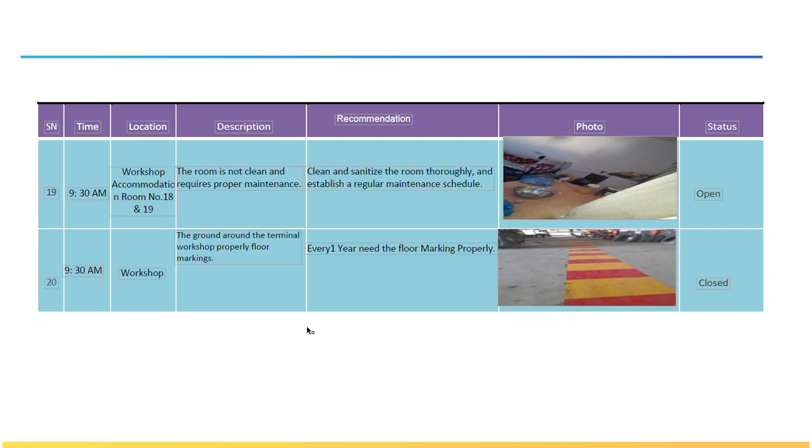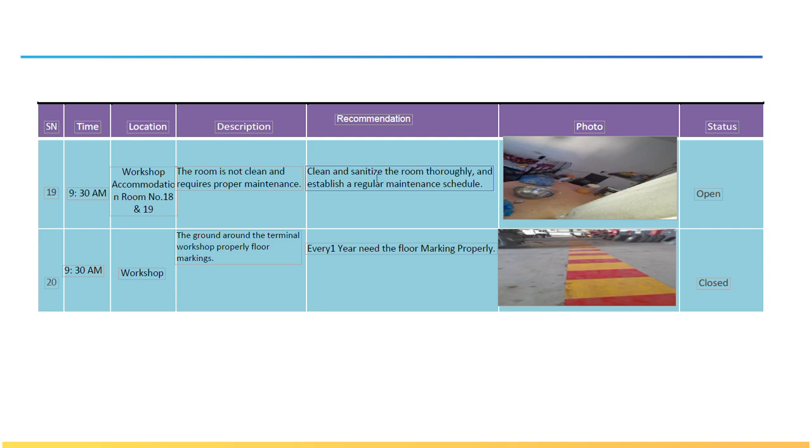in the report. Even in the workshop, for example, if there is no marking in the proper way, you can also mention it: the ground in the terminal workshop has no floor marking. So this is the simple template for the observation.